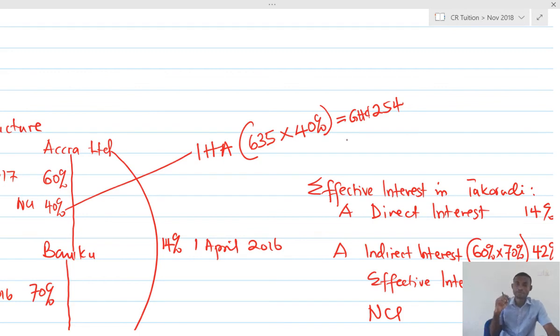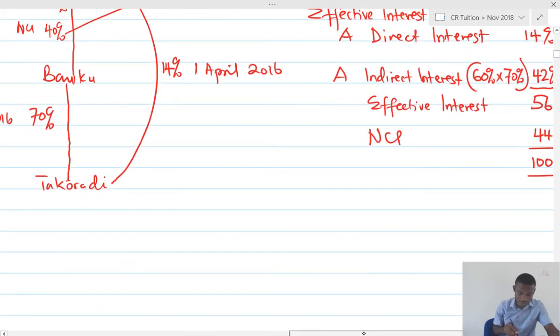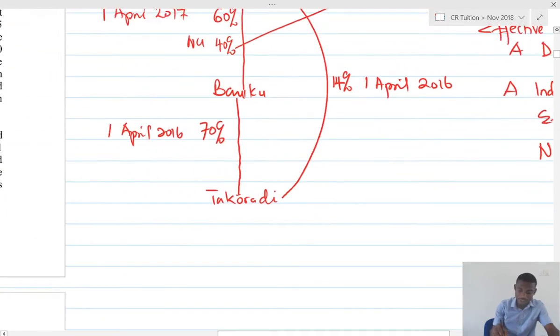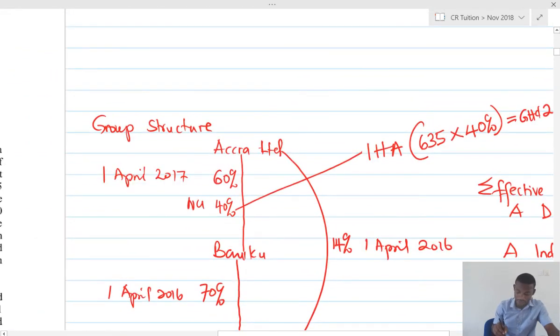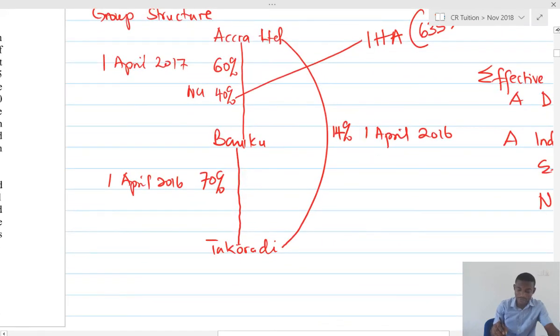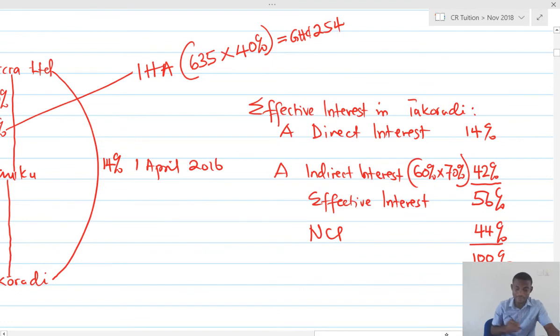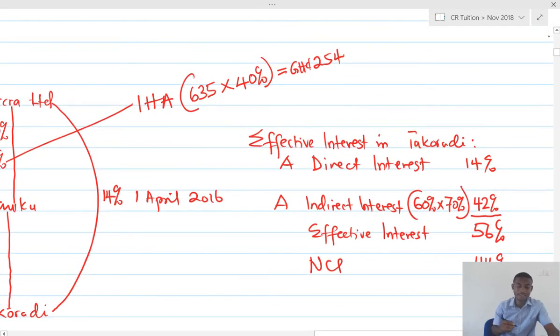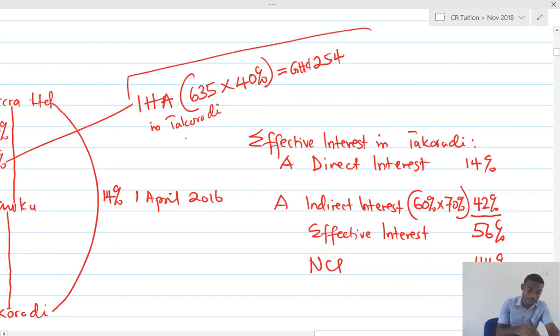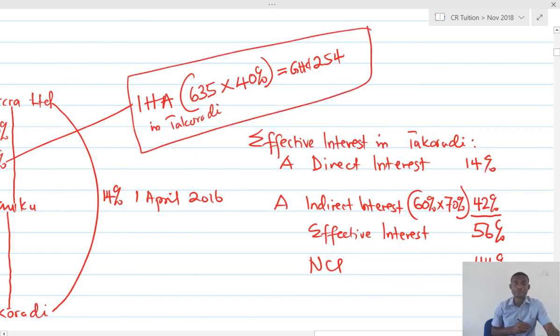Very important. Great. So it is very good to lay these initial bases, how we deal with a real question, how we draw up the group structure, and how we find the effective interest. And like I said, the NCI will lay claim to the indirect holding adjustment in Takrady. Very, very, very key in calculating goodwill and the NCI.